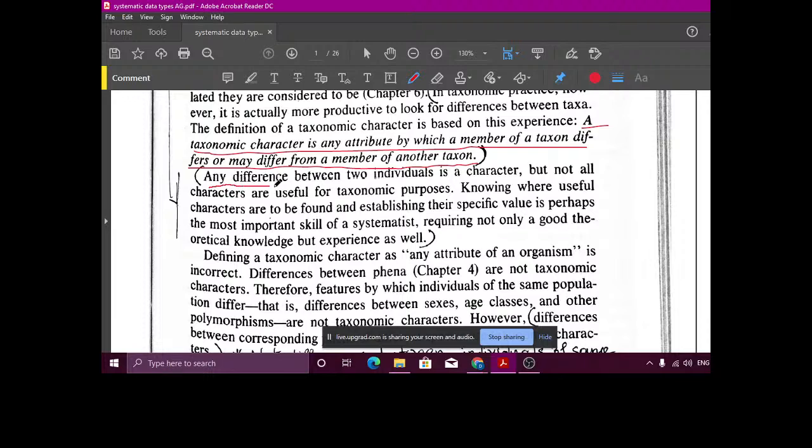Any difference between two individuals is a character, but all characters are not useful for taxonomic purposes. So knowing where useful characters are to be found and establishing their specific value is the most important skill of a systematist or a taxonomist. It requires good theoretical knowledge as well as experience. There are thousands of characters.